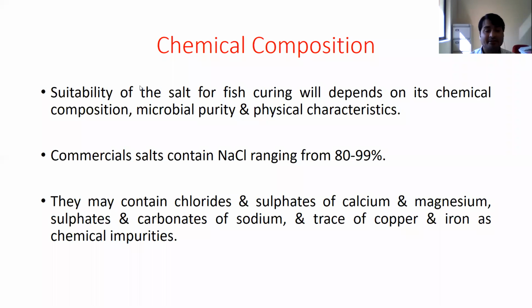But they may contain chloride and sulfates of calcium. That means calcium chloride, calcium sulfate, magnesium chloride, magnesium sulfate, then sodium sulfate, sodium carbonate, and traces of copper and iron as chemical impurities. So these are the impurities generally present in the salt. And how these impurities play a role, how they will affect the salting process and the quality of the products, we will cover.